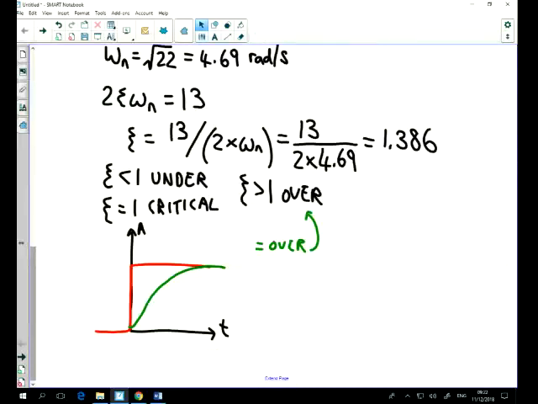So you just need to know a wee bit about that to be able to explain what that damping factor means. And we're not looking for lots, it's only worth 1 mark. Okay, any questions about that? That's the whole of 2.1 done.